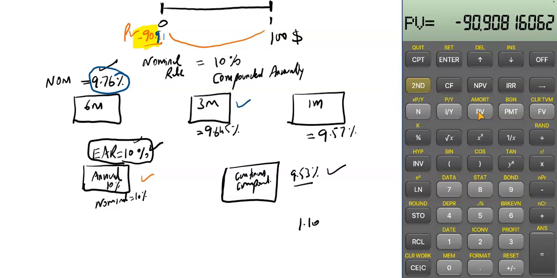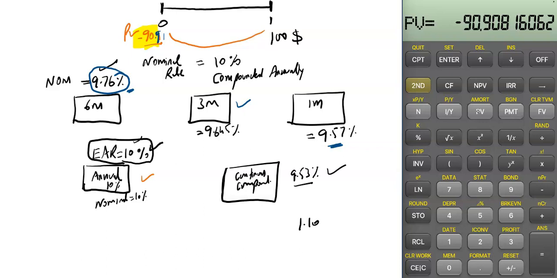Why is the answer the same? Because all have the same effective annual rate. Why are the nominal rates different? Because there are different periodicities of compounding in a year. Why is the monthly rate lower than the 6 monthly? Because in monthly, there will be 12 times compounding in a year. So 12 times compounding will make this 9.57 equal to 10%. And if there is twice compounding in a year, 9.76 will be equal to 10%.